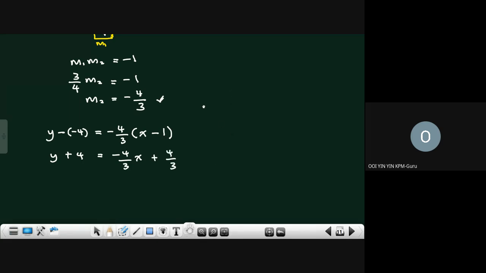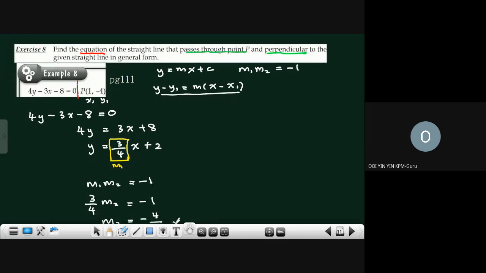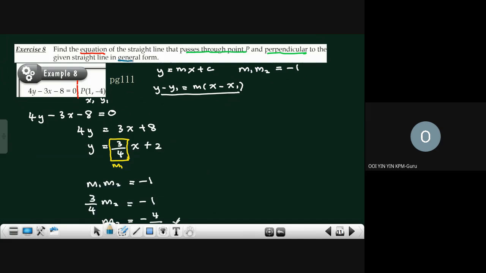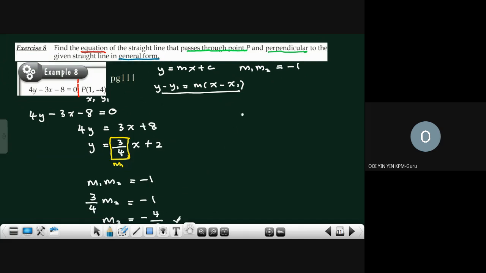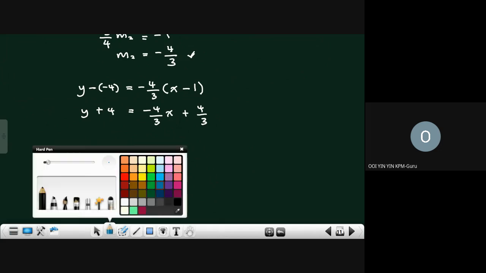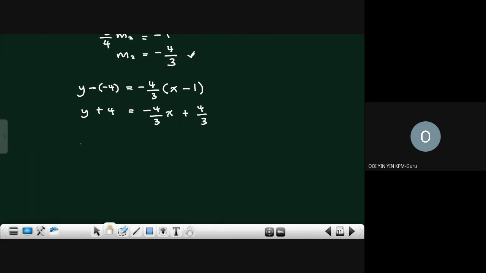So remember the question, it says in general form. I told you just now, in general form, that means we move all the equations to the side of y, and then we leave 0 at the last part. So it becomes y plus 4 over 3x, and then here is plus 4 minus 4 over 3 equals to 0.